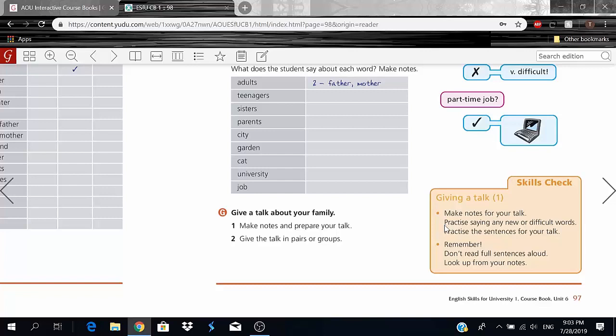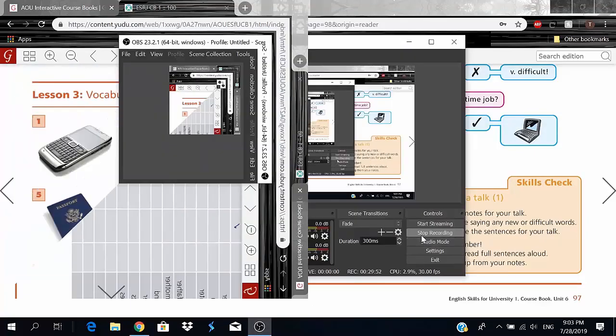So everybody has new words, okay? So always practice, okay? You can fail a lot of times, but try and get better and better each time, okay? Take a break whenever you need to, and practice the sentences for your talk, alright? And please, please, please, don't read full sentences aloud. That is not allowed. Just take a quick idea, take a quick glance at your notes, and start talking, right? And I'll see you guys in the next one.